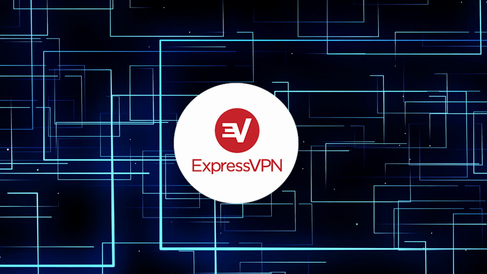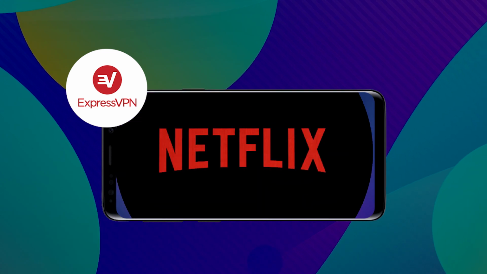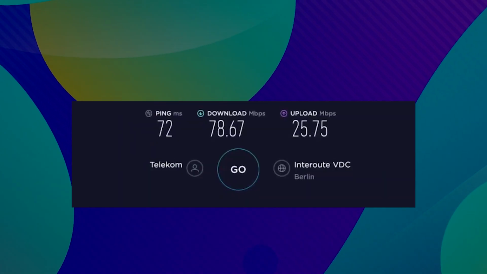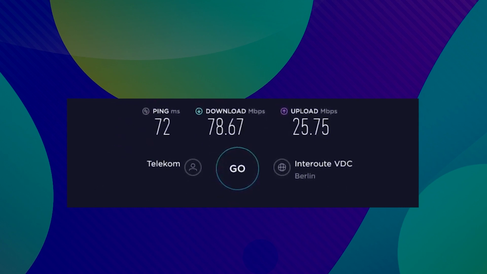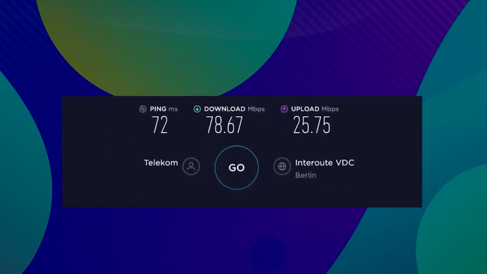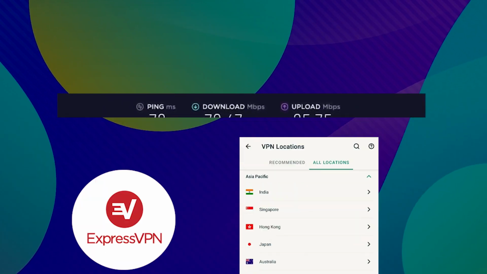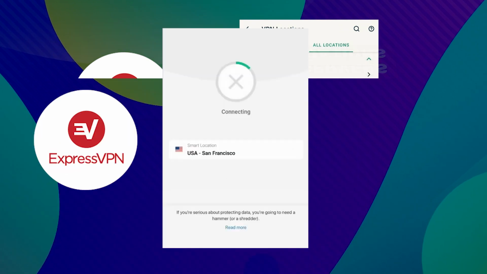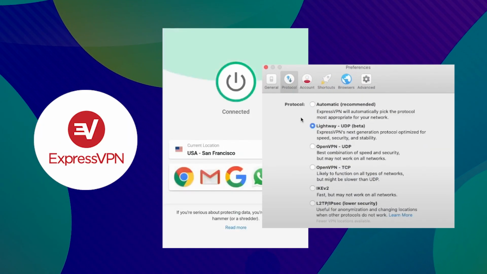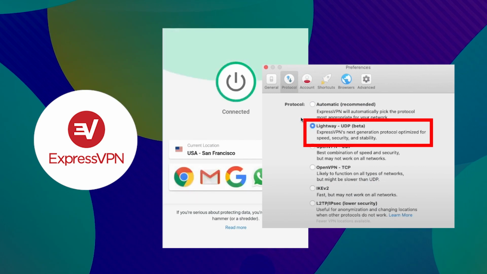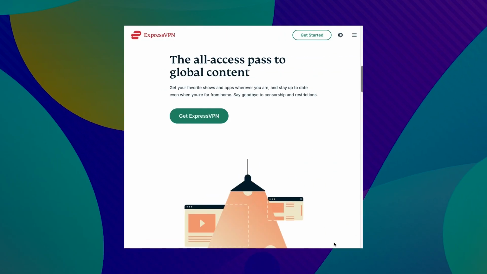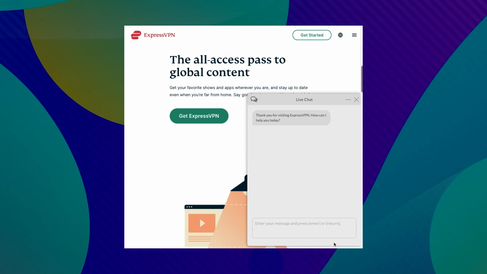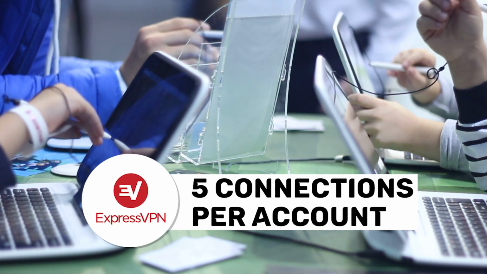ExpressVPN is great for Twitch. It's good at bypassing geo-blocks in general. It's a bit faster than IPVanish or VyprVPN, though it hasn't caught up with Surfshark VPN and NordVPN yet. Bandwidth is unlimited and there are lots of servers and locations. Connections are mostly stable, especially on the new lightweight tunneling protocol. ExpressVPN rounds off the package with 24/7 live chat support and 5 connections per account.